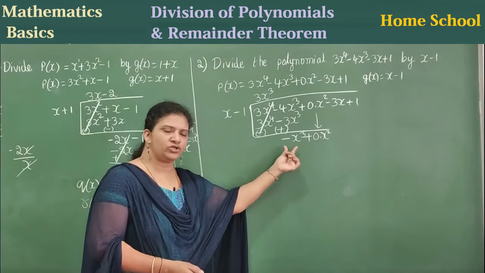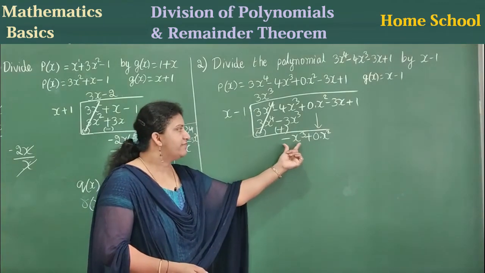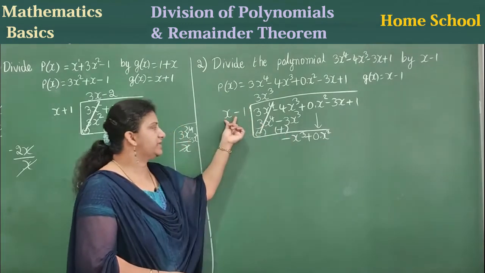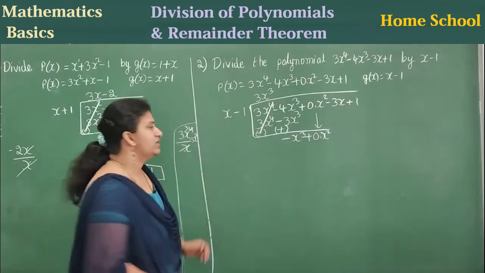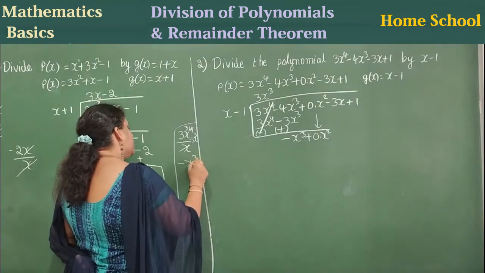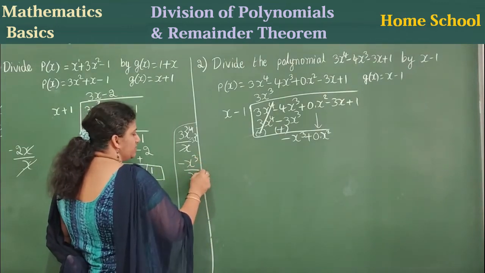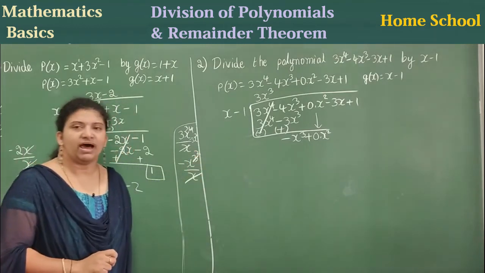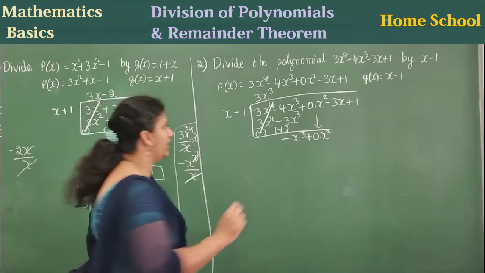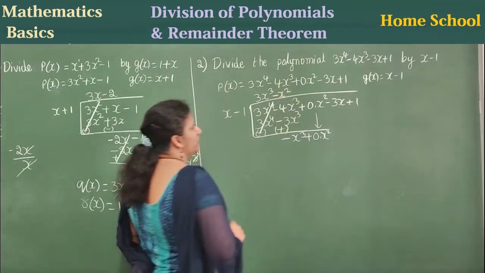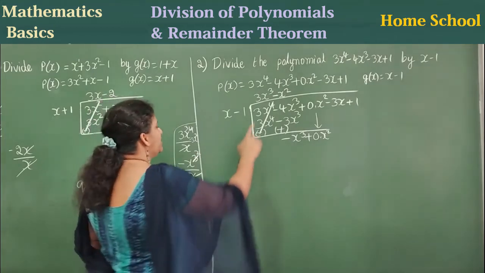Now again same procedure, it continues. First term in your dividend, first term in the divisor. So that will be minus x cube by x. So if this is cancelled, what you are left with? Minus x square. Write that one here, minus x square.